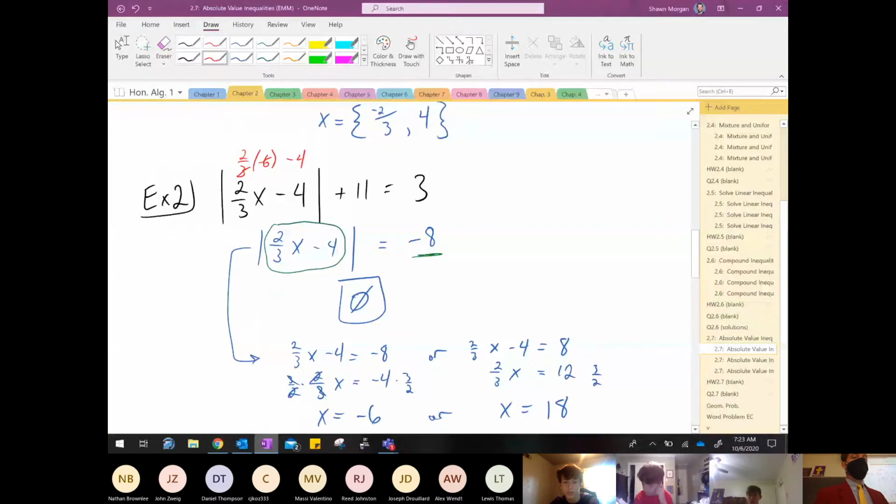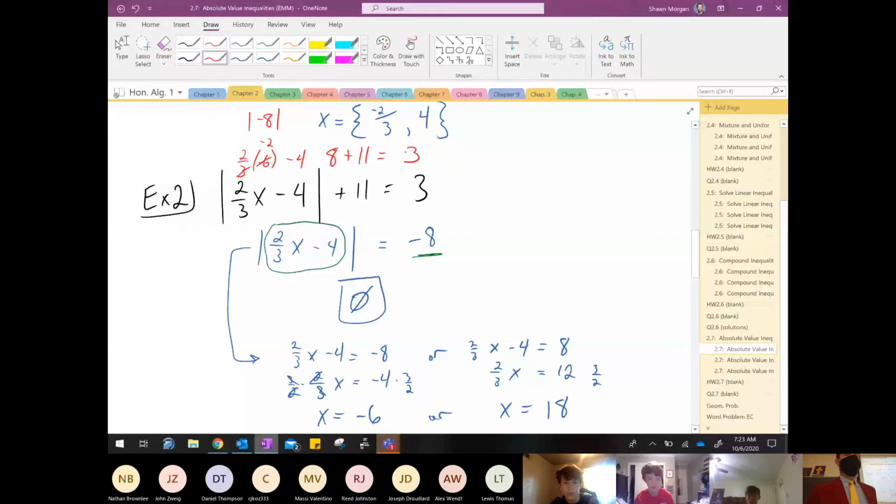That's going to be -4 minus 4, which is -8. What's the absolute value of -8? 8. So I've got 8 plus 11, that's 3. Is that a true statement? Heck no. And it would be the same deal if I plugged in 18.